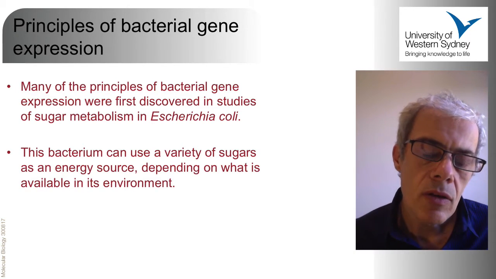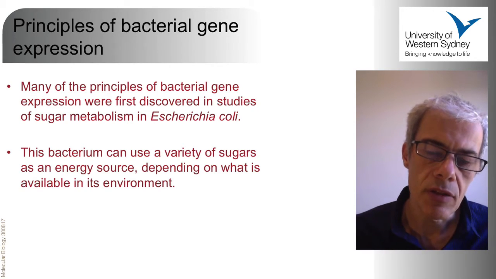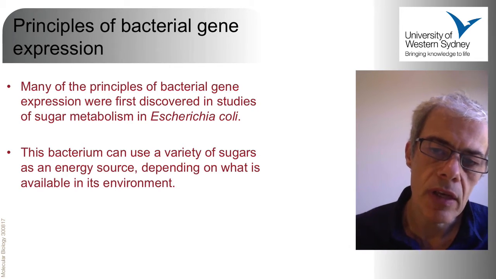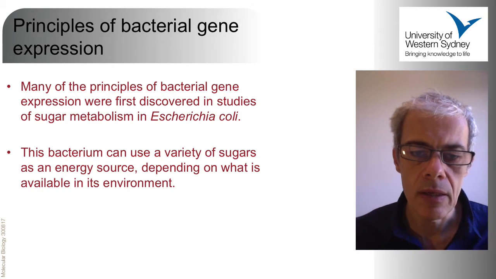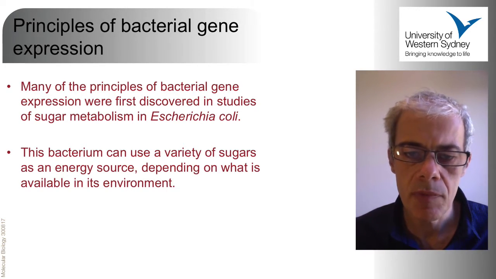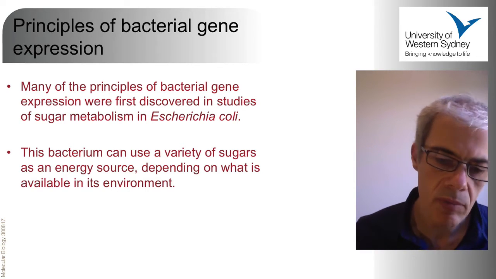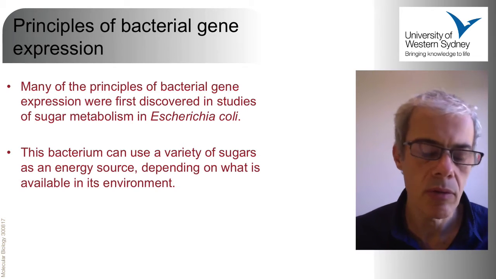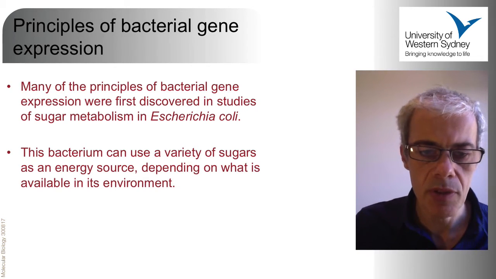So to look at how E. coli regulates its genes, we're going to go back and look at some of the really interesting studies that were done on sugar metabolism in E. coli. Okay, so clearly E. coli can grow on different sugars, and it's very easy in the lab to grow bacteria on lactose or glucose or mannose or glycerol and all these different carbon sources.